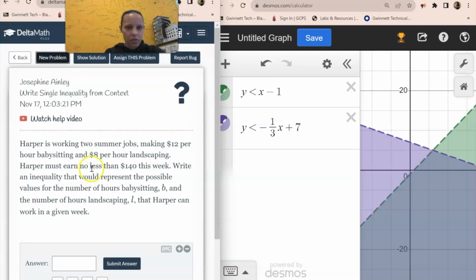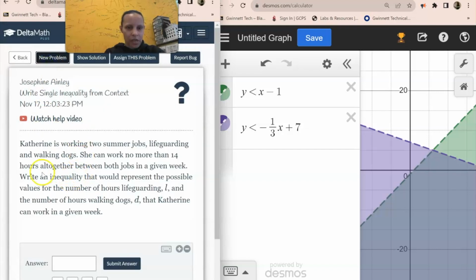Hopefully this one is a different one. No less is the same. Let me do another one. Where is it? No more. Okay, this one's different. No more. Yeah, this one's different.